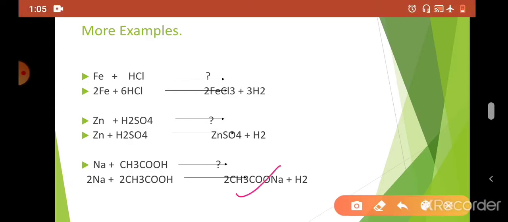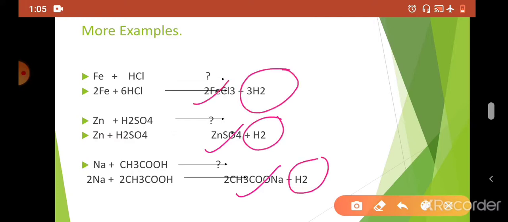Now this is a salt, this is a salt, and this is a salt, and you can see this is hydrogen gas. So it fulfills the general formula that metal plus acid gives you salt plus dihydrogen gas. For any more examples that will be given, I think you will be able to find the products for them. So this is about the first property of acids. We are switching over to the next property.